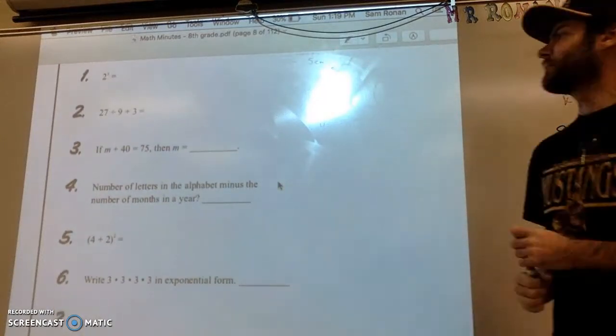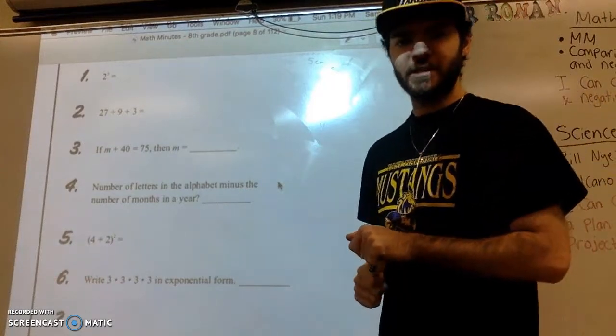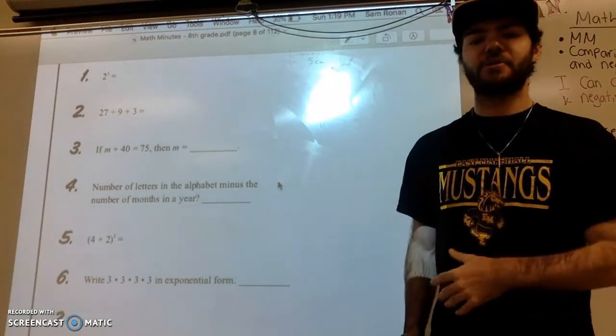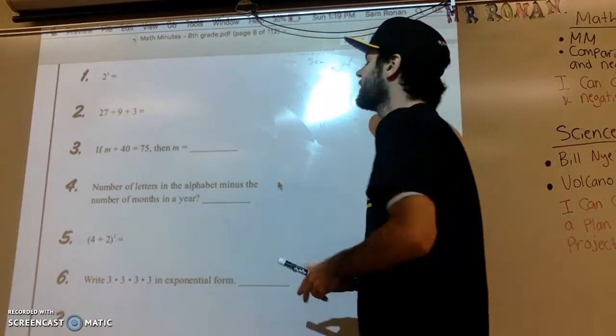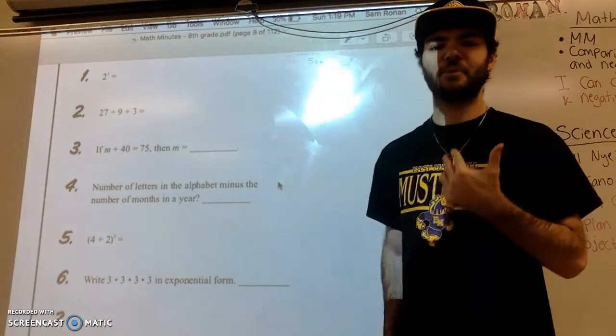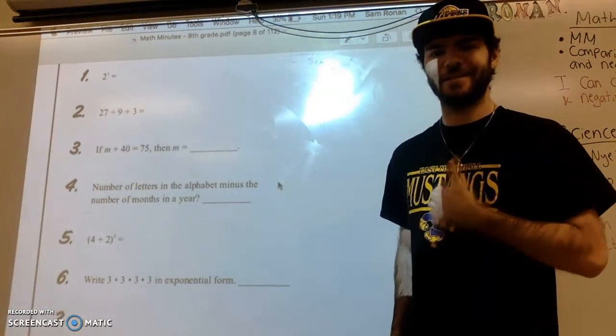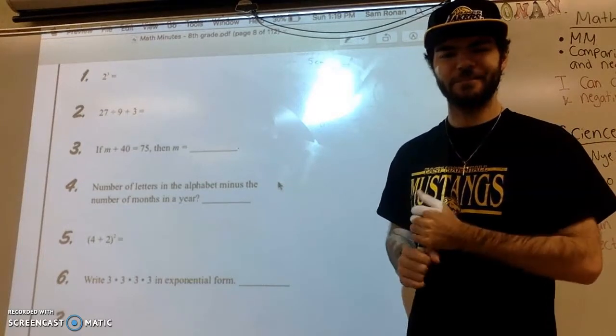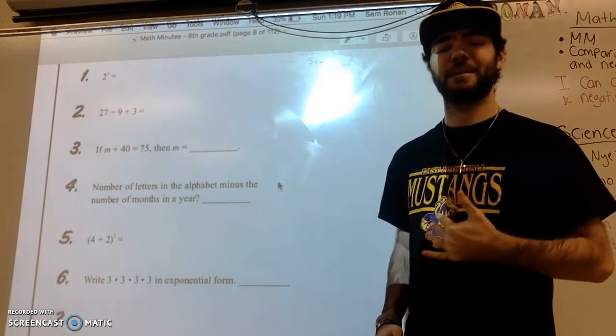Starting with number 1, we have 2 with an exponent of 3, or 2 to the third power, or 2 cubed. And if you remember, that exponent up in the top right corner just tells you how many times you're multiplying that coefficient, that big whole number in the beginning. It's telling you how many times you multiply that number by itself.